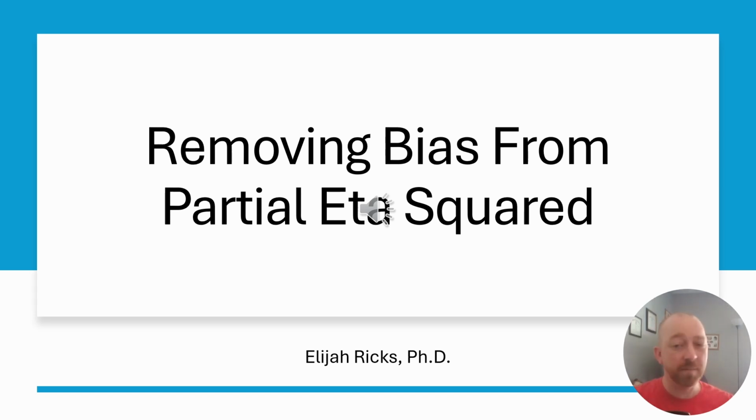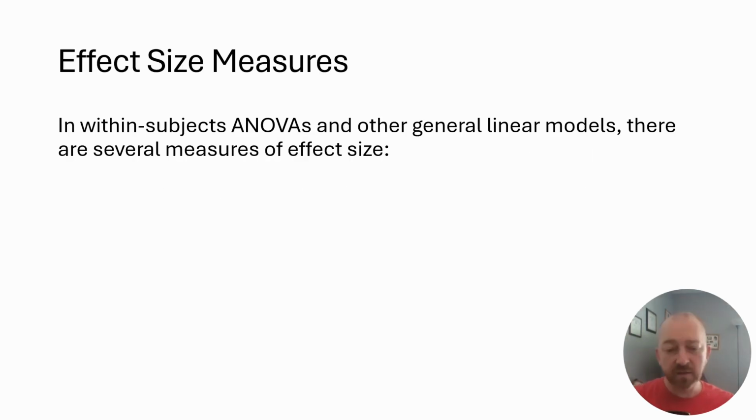Today we're going to talk about a problem inherent to partial eta squared. I'll also show you what the solution is, and then I'll walk you through an example of how to actually calculate it. For context here, of course, we're talking about an instance where you would want to calculate a partial measure of effect size. That's usually a within subjects ANOVA, for example, but it's some other general linear models.